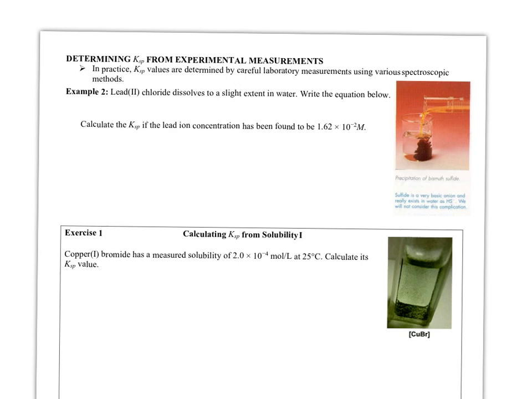Okay, so example 2. Lead(II) chloride is going to dissolve to a slight extent in water, right? So it's something that we typically know, like halides, remember the halogens are typically pretty soluble except for when they're silver, mercury, or lead. Well, now we know that lead is going to be a little soluble, but not a lot. So first thing we want to do is write the dissolving equation, super easy.